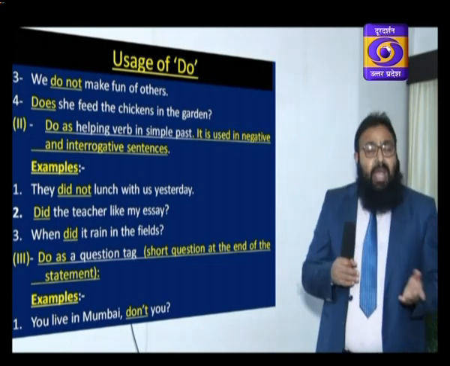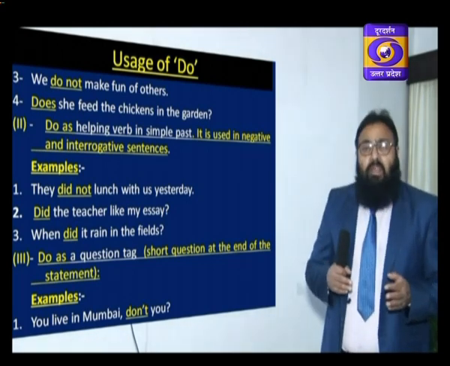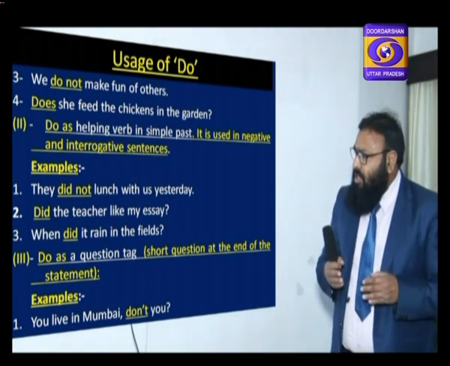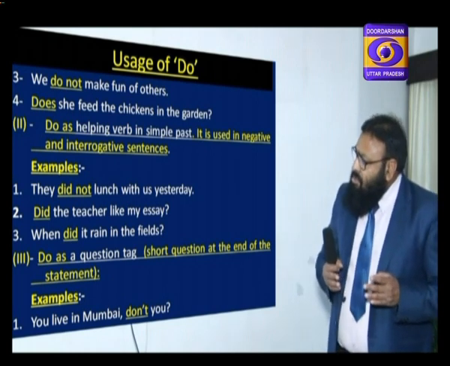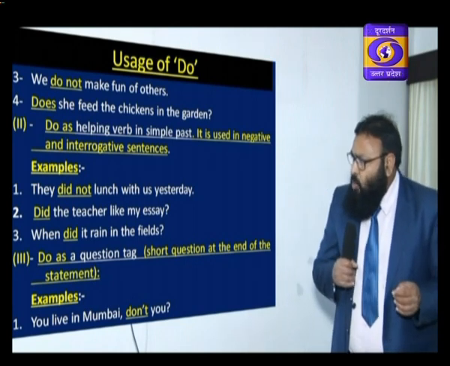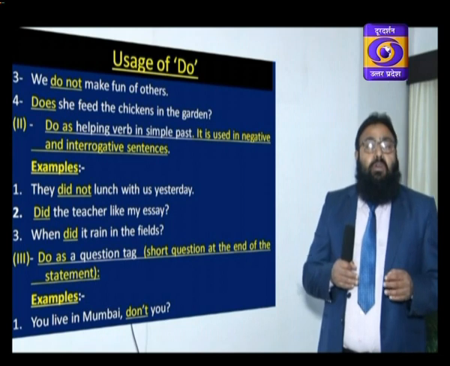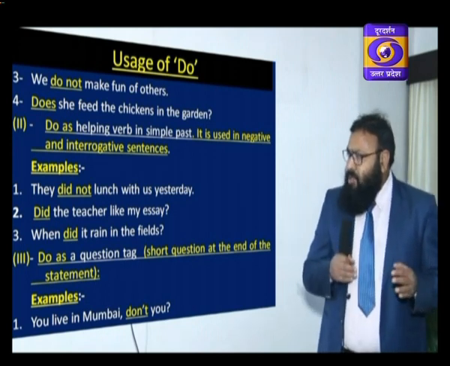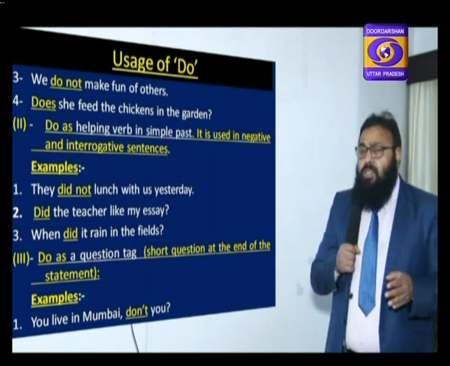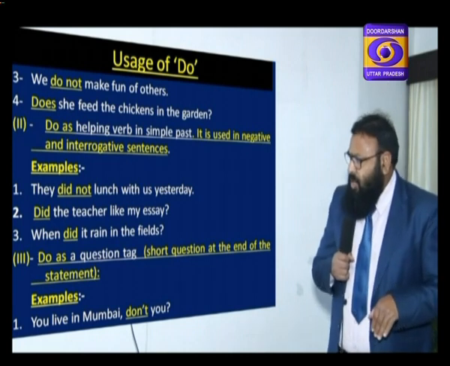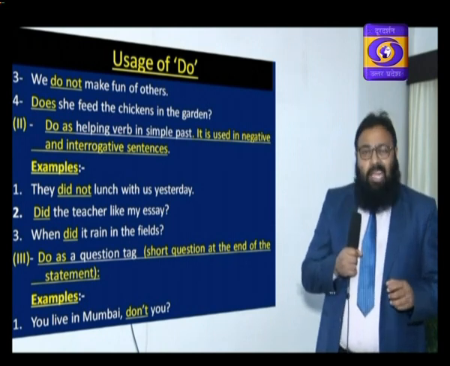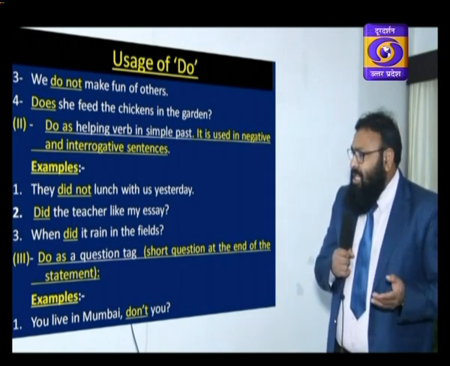Did the teacher like my AC? Once again, did is the helping verb, and it is an interrogative sentence. It is helping the verb like to make it interrogative, yes or no type. When did it rain in the fields? Did is once again a helping verb. It is helping the main verb rain, and it is interrogative, WH type. So it is coming before the subject it.